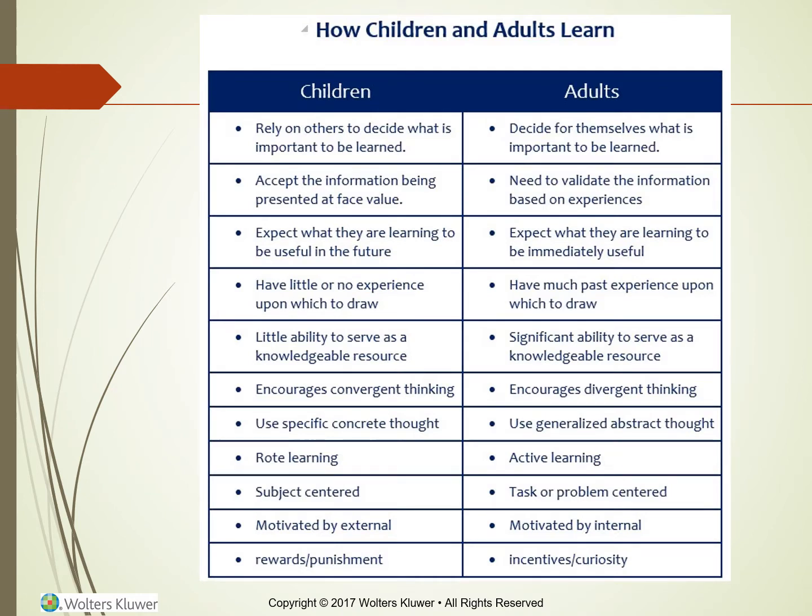How children and adults learn. Children rely on others to decide what is important to be learned. They accept the information being presented at face value. They expect what they are learning to be useful in the future. They have little or no experience upon which to draw. They have little ability to serve as a knowledgeable resource.